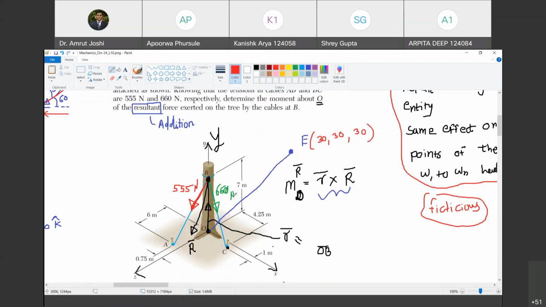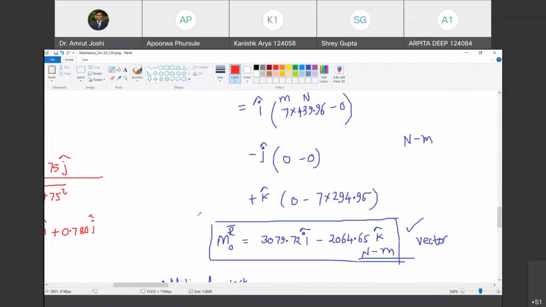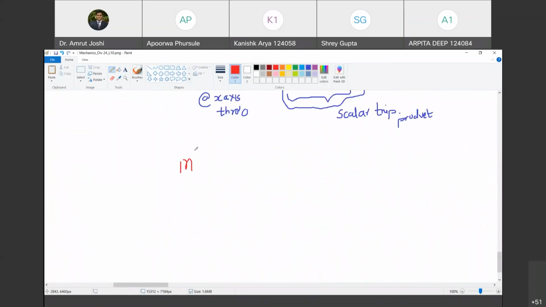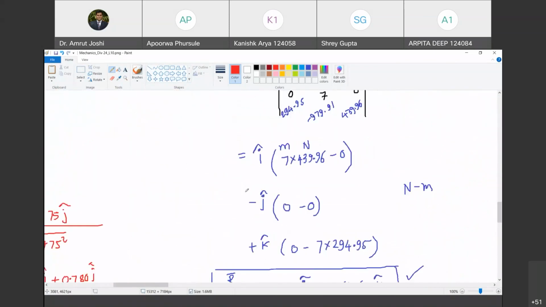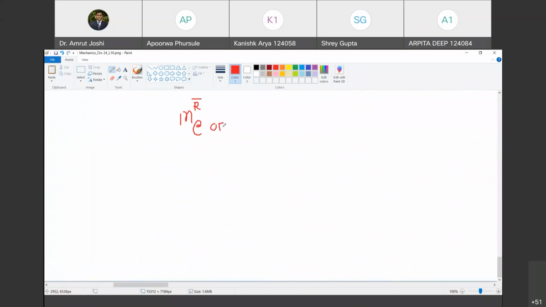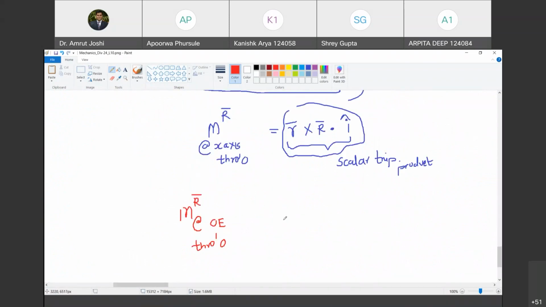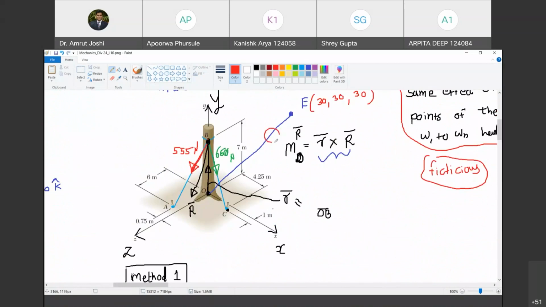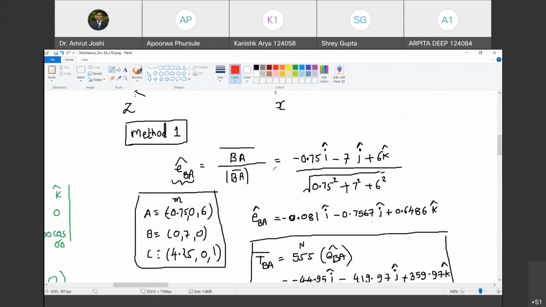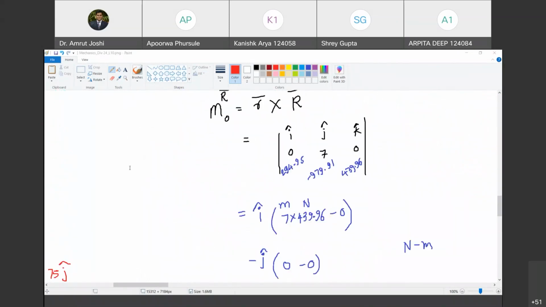What are the coordinates of E? 30, 30, 30. And now I ask you to find out moment of the addition of two tensions about axis OE, about OE through O. Did you understand the narrative now? I want to find out what is the moment of these two tensions about this axis. OE axis के about कितना moment है वो component हमें find out करना है.